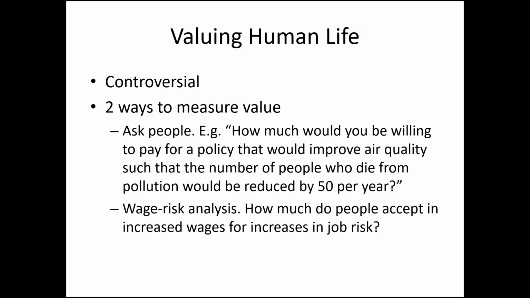There are two main ways that we can do this, and one is just to ask people. So ask, for example, the question, how much would you be willing to pay for a policy that would improve air quality so the number of people who die from pollution would be reduced by 50 per year? And you get people's answer to that, and you can figure out what people are willing to pay per person who dies, right? You don't tell them a specific person, you don't say if your grandma were to die, right? What if a policy would keep your grandma alive? Because then you'd get vastly different numbers.